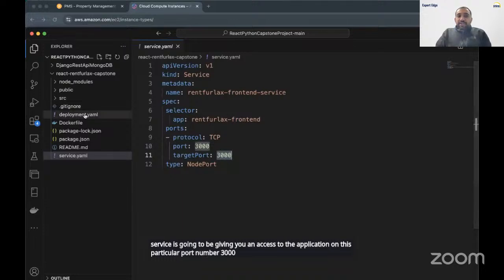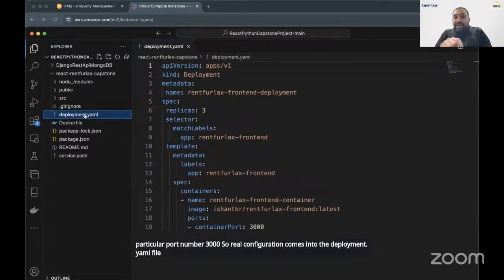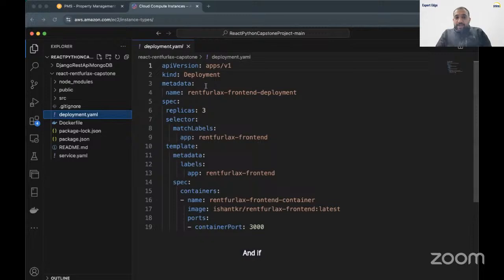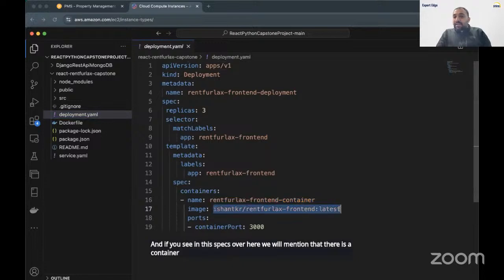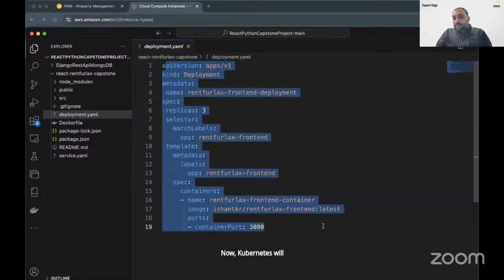So real configuration comes into the deployment.yaml file where you mention your container image. And if you see in this specs over here, we will mention that there is a container and you can pull this container from the Docker repository directly, right? So rather than you creating the containers locally, you can push your container images into the Docker Hub and then you can pull it. Now, Kubernetes will pick up this deployment.yaml file.